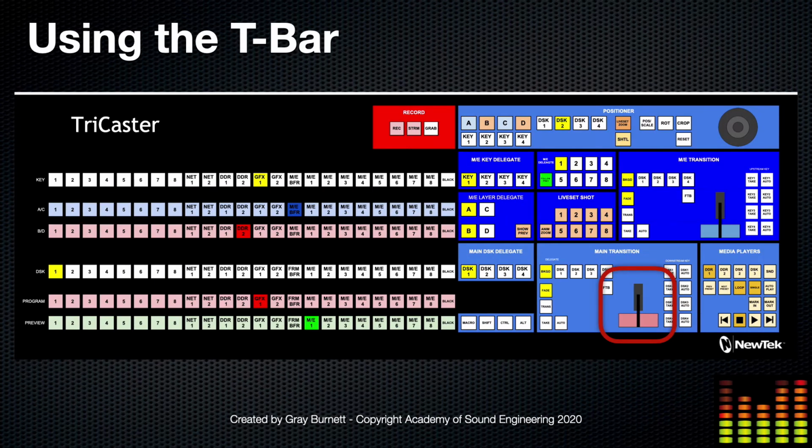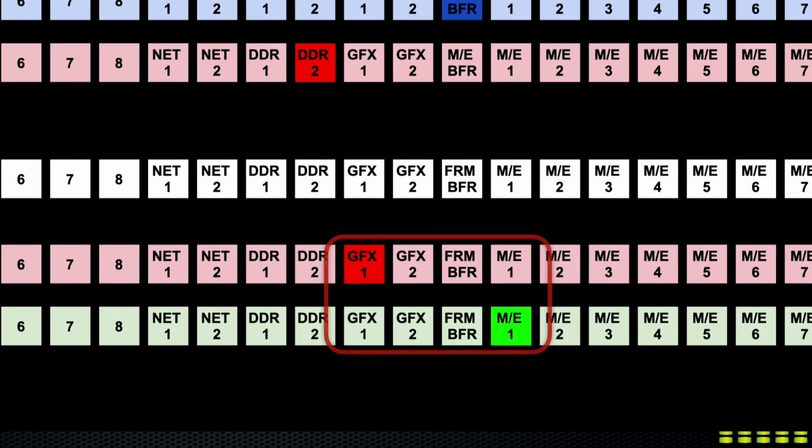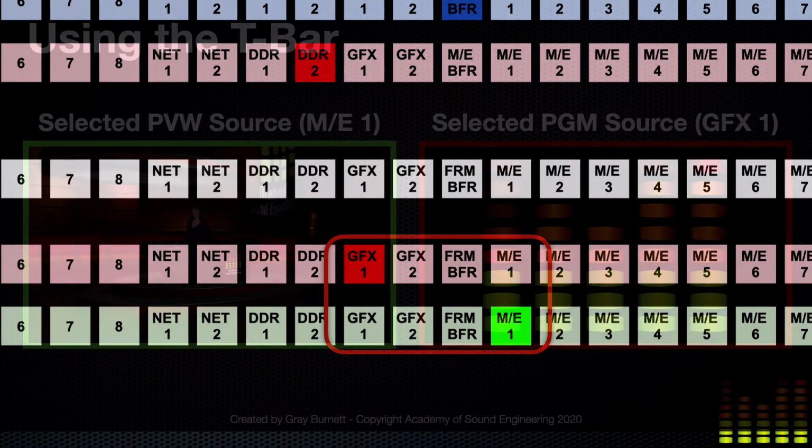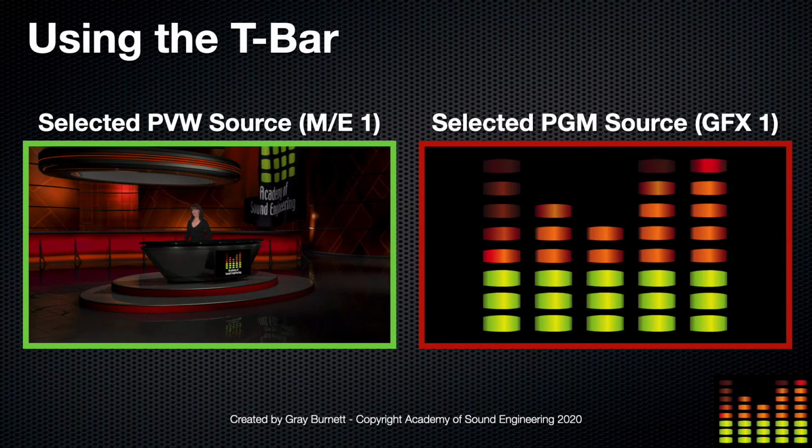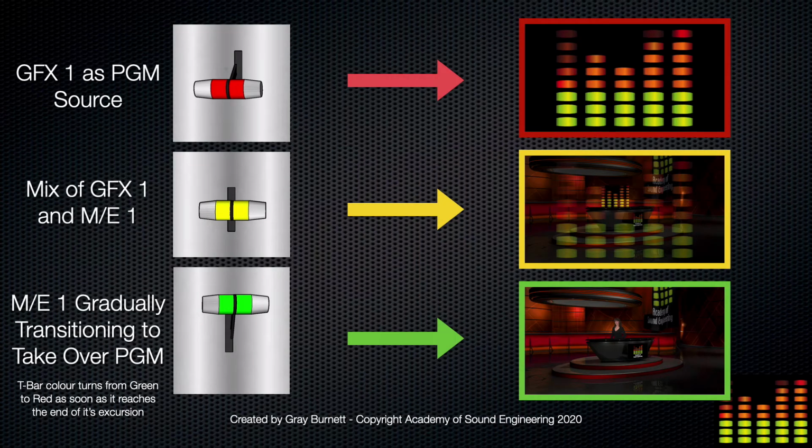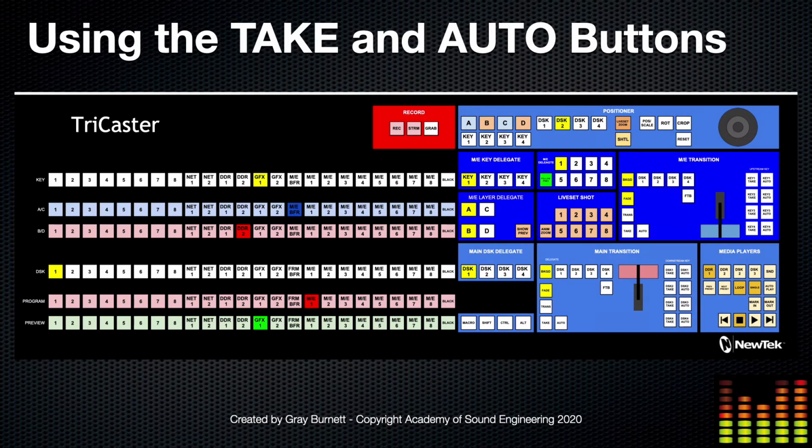Now with the TBar at the bottom and showing a red color to let you know that your chosen source is on program, you will see that the GFX1 source has now swapped over to the program source, and ME1 has swapped over to the preview source, as shown here. Again, looking at the program output, when pulling the TBar from the bottom to top, you will see that the program fades from the ASE logo to the Virtual Studio, and that the TBar changes from red at the bottom up to green near the top and then changes back to red when the transition is complete.